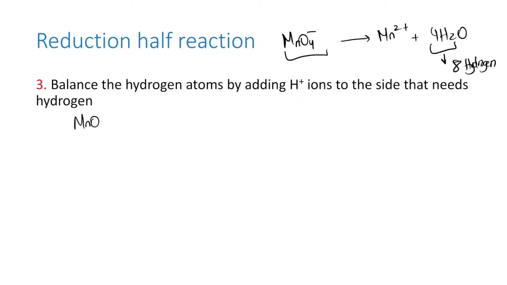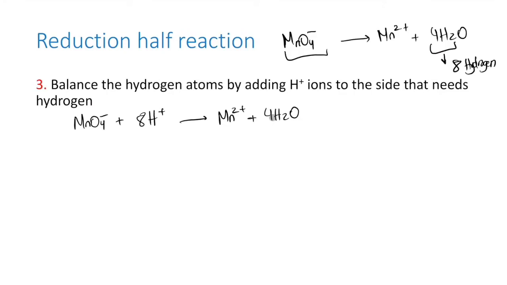MnO4 minus plus 8 H plus ions gives us Mn2 plus plus 4H2O. Notice that now the matter is being balanced. The reaction in terms of matter is balanced. Here we have 1 Mn, 1 Mn. 4 oxygen atoms, here we have 4 oxygen atoms. 8 hydrogen atoms, here we have 8 hydrogen atoms.